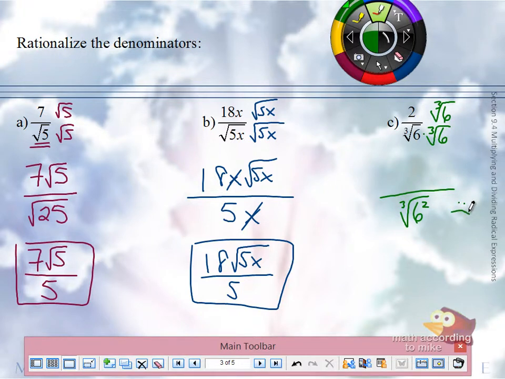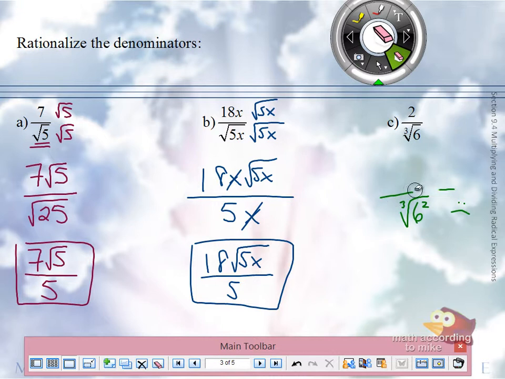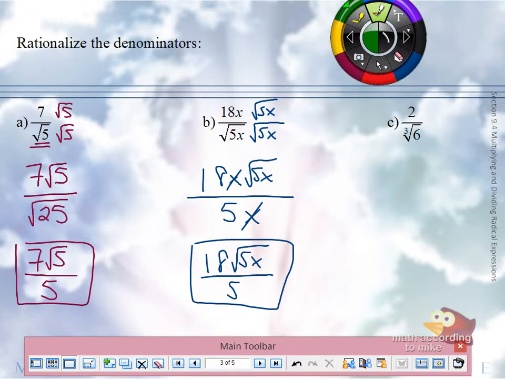So when you're rationalizing, you can't just multiply by whatever the denominator is and call it a day. What you have to do is subtract. What is the exponent on the 6? 1. What is the index of the radical? 3. How many more do we need? 3 minus 1 means we need 2 more. So we're going to multiply top and bottom by the cube root of 6 squared.